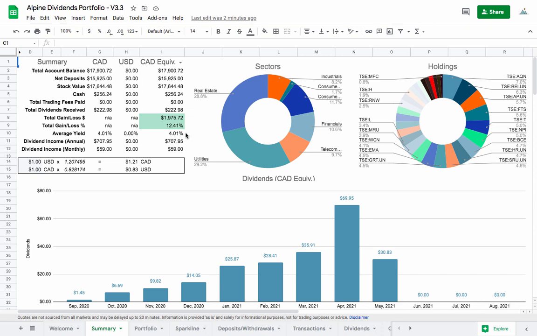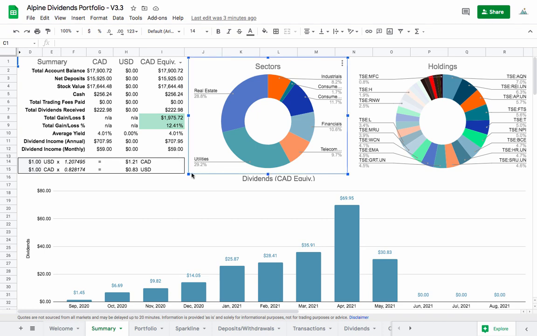My average yield is sitting at just over 4% right now for the whole portfolio, and that means I'm looking at an estimated annual dividend income of $708. So this is based on the forward annual dividend of all of the stocks that are in the portfolio. And that works out to around $59 per month.